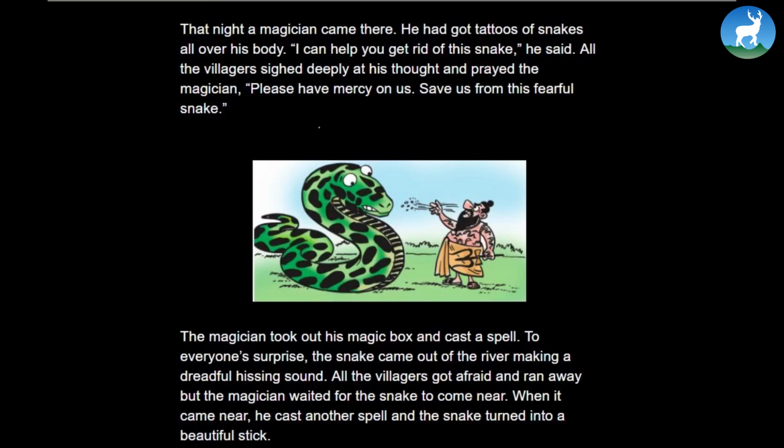All the villagers sighed deeply at his words and prayed to the magician, "Please have mercy on us, save us from this fearful snake." The magician took out his magic box and cast a spell. To everyone's surprise, the snake came out of the river, making a dreadful hissing sound. All the villagers got afraid and ran away, but the magician waited for the snake to come near. When it came near, he cast another spell, and the snake turned into a beautiful stick.